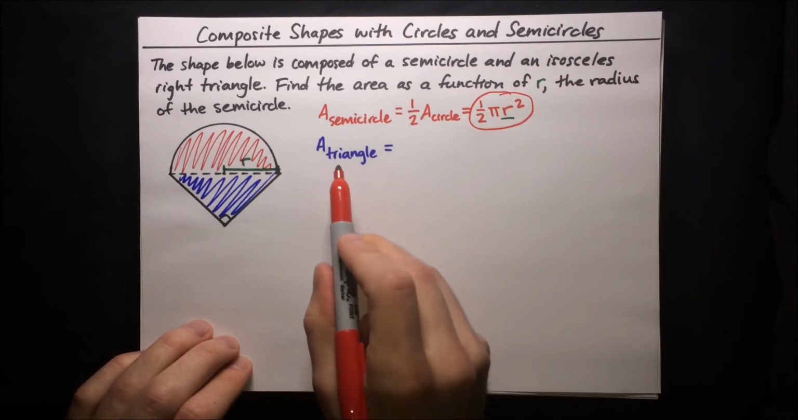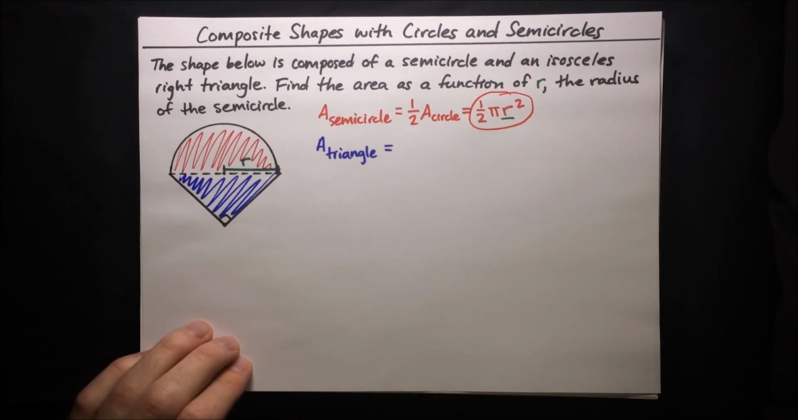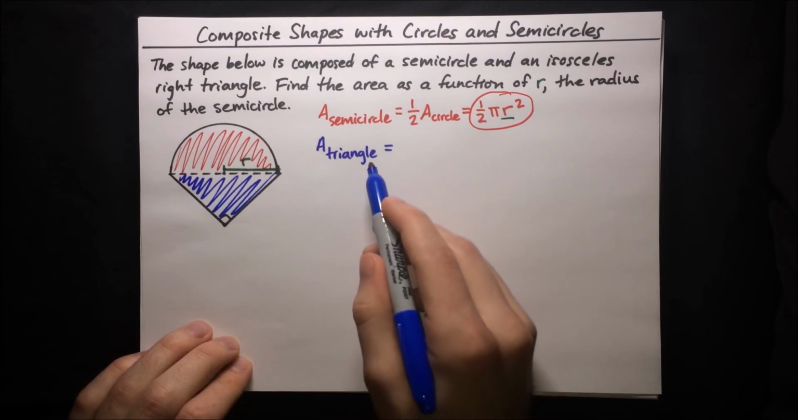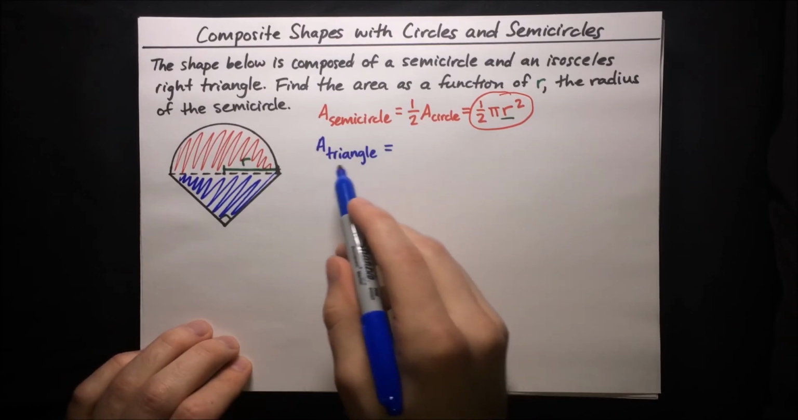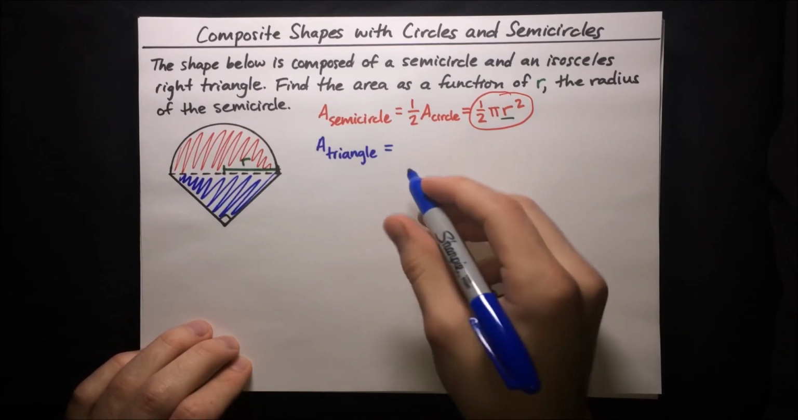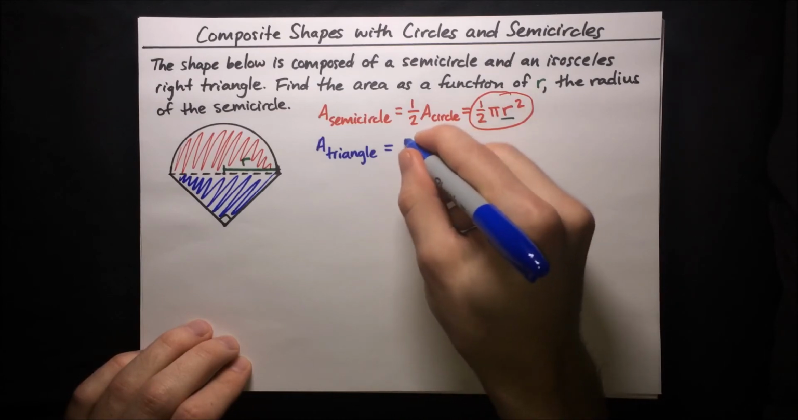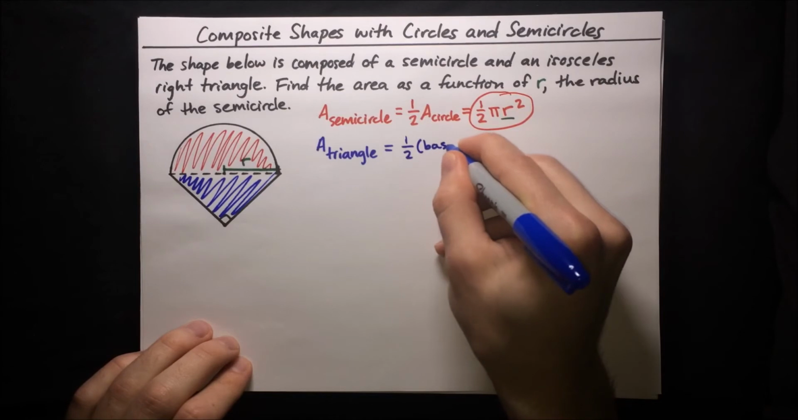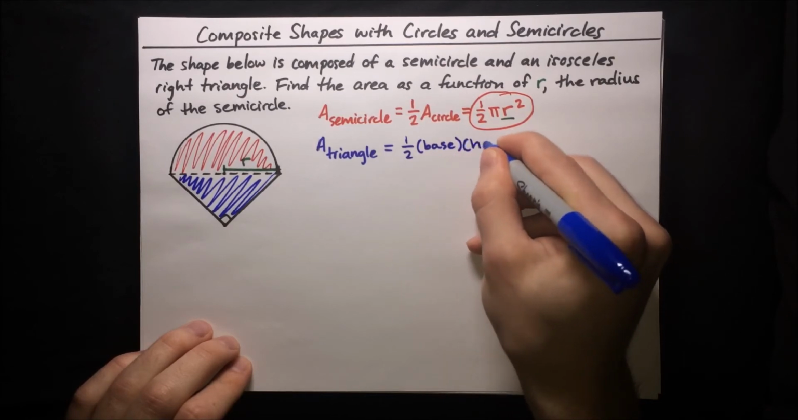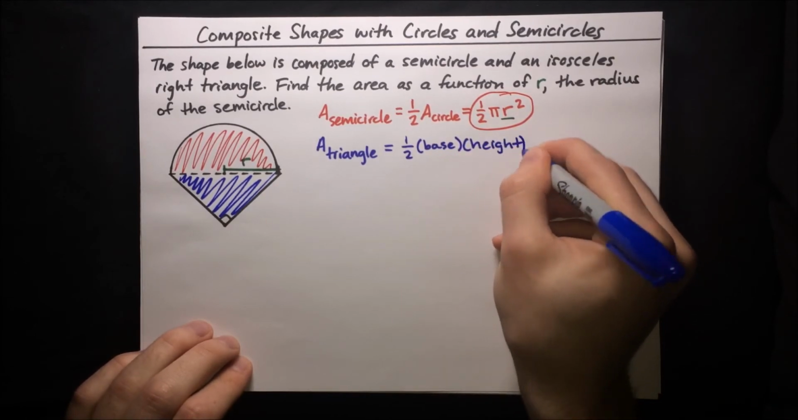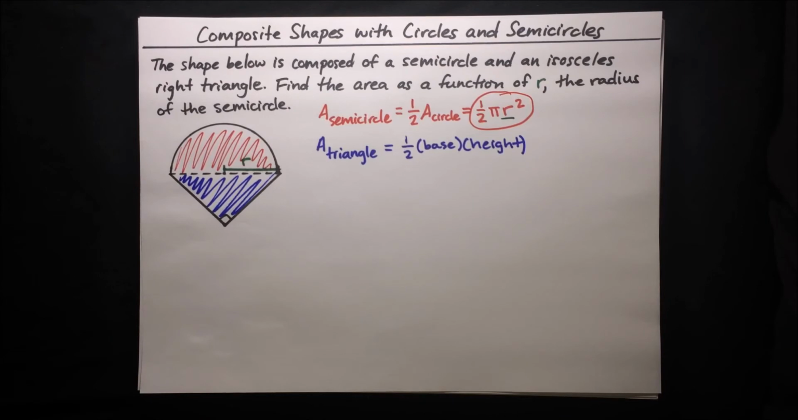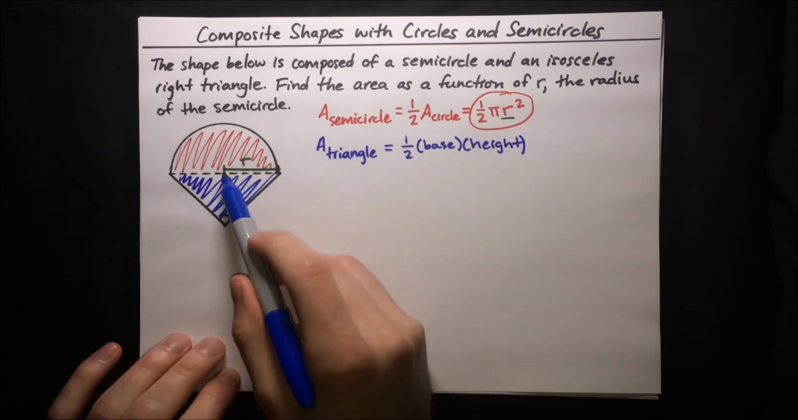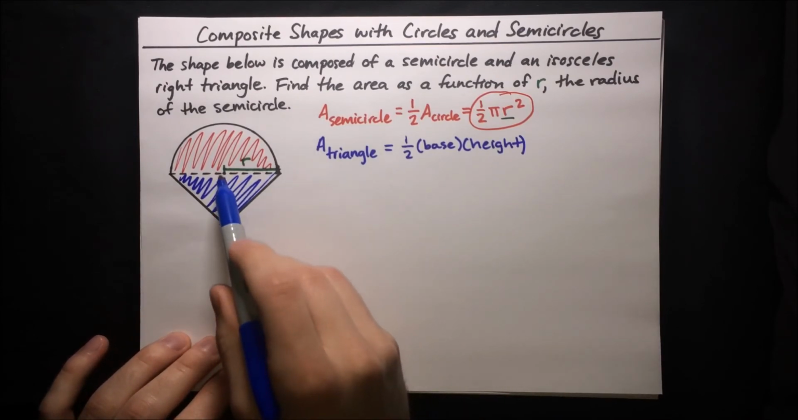So now we're on to finding the area of the triangle, and this one's going to be a little bit trickier. But let's write down our formula. Area of triangle, that is just a half times base times height. So half base height. But the issue here is that we don't actually know the height of the triangle. That's going to be a little bit different to find.